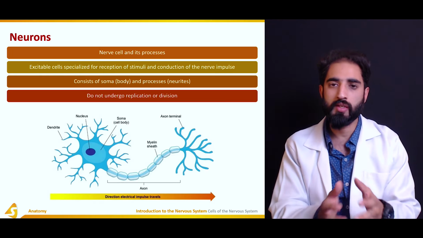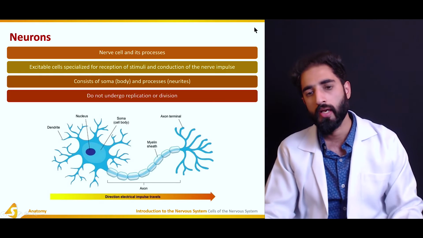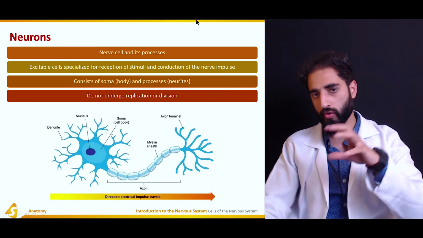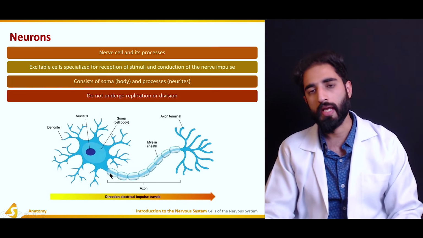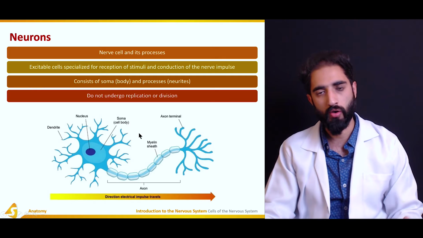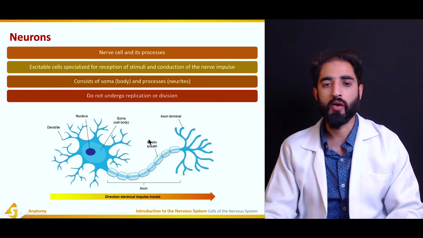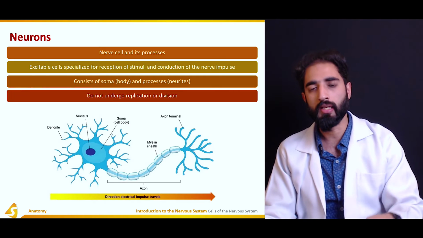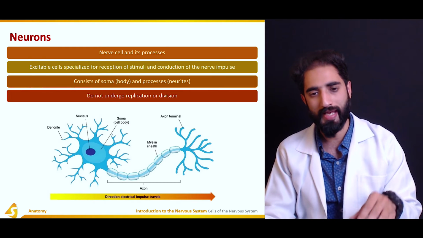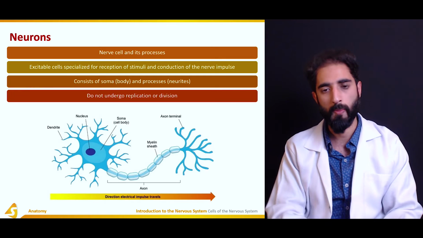Now the difference between the dendrite and axon is that the axon is comparatively longer as compared to a dendrite, which is shorter, and there's usually one axon in a neuron, but there can be many dendrites in a neuron. Now dendrites take the message towards the cell body in a neuron, whereas the axon takes the message away from the cell body in a neuron.